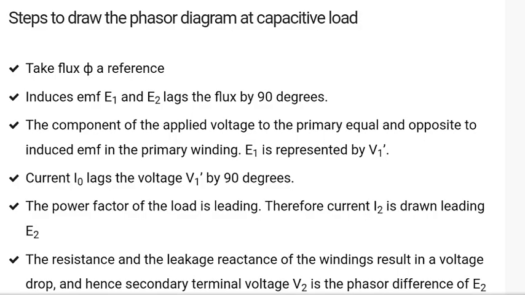Steps to draw the phasor diagram at capacitive load. Take flux Phi as reference; induced EMFs E1 and E2 lag the flux by 90 degrees. The component of the applied voltage to the primary, equal and opposite to the induced EMF in the primary winding E1, is represented by V1'. Current I0 lags the voltage V1' by 90 degrees. The power factor of the load is leading, therefore current I2 is drawn leading E2. The resistance and leakage reactance of the windings result in a voltage drop, and hence the secondary terminal voltage V2 is the phasor difference of E2 and the voltage drop.